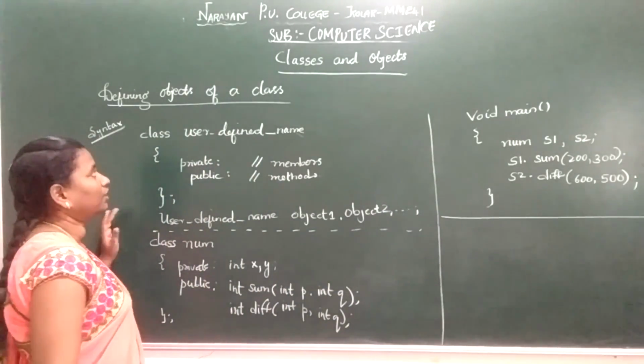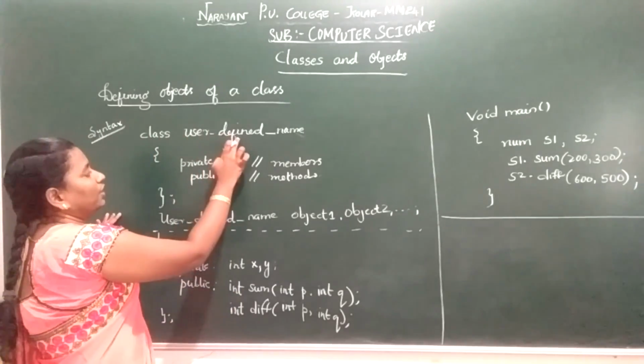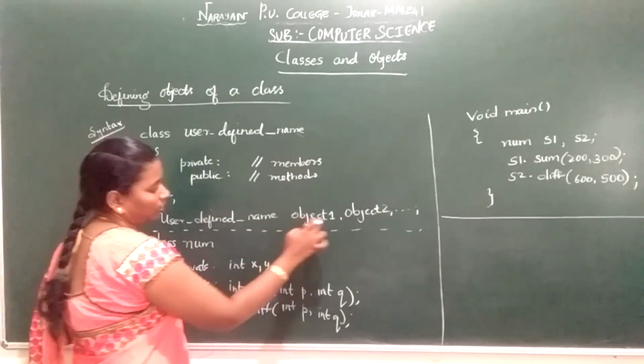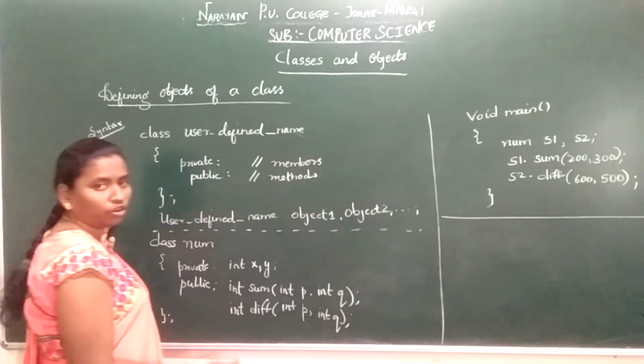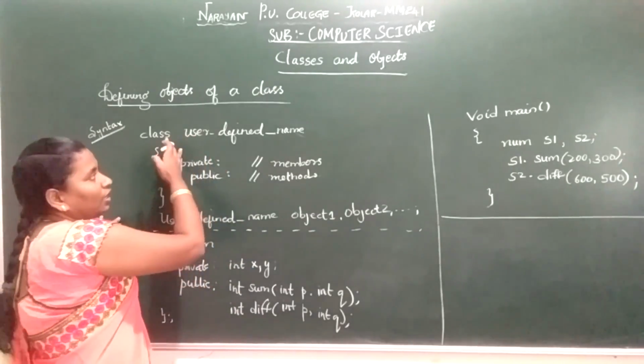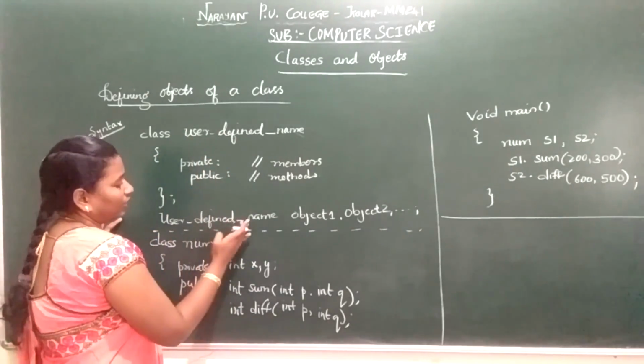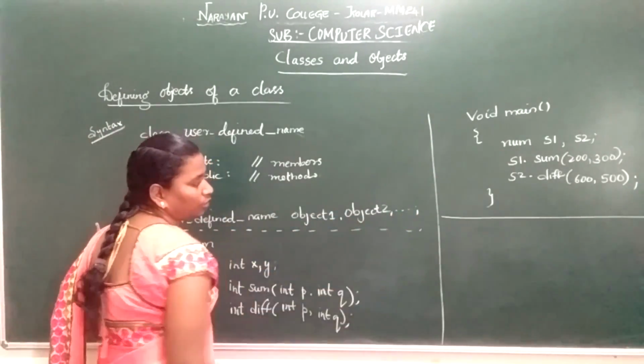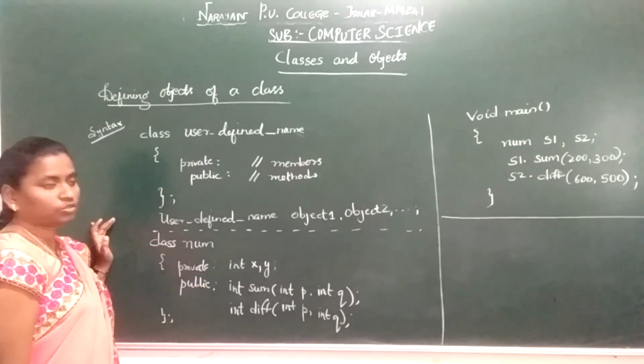How to create? For example, if I take class student, what is my class name? Student. Then student S1, S2, S3, like that I can create. If I want to create a class for employee, class employee, the user defined name is my employee, and employee E1, E2, E3, up to En, we can create the objects of the class.